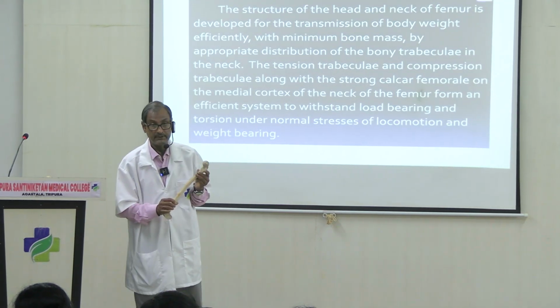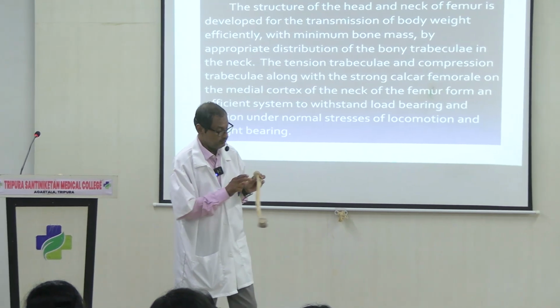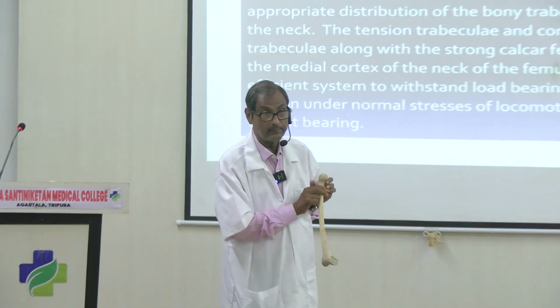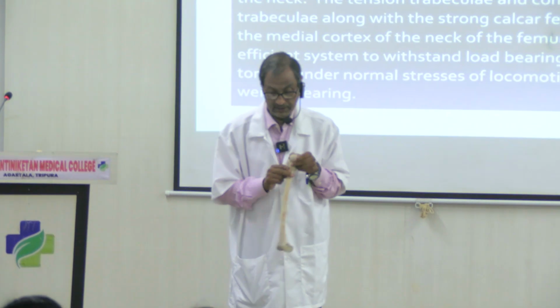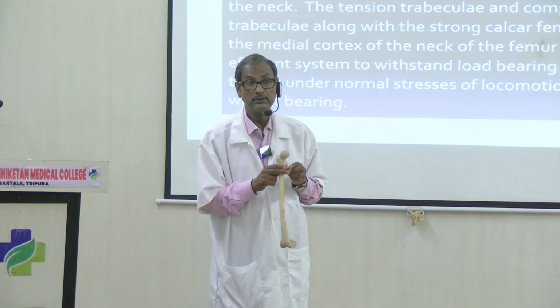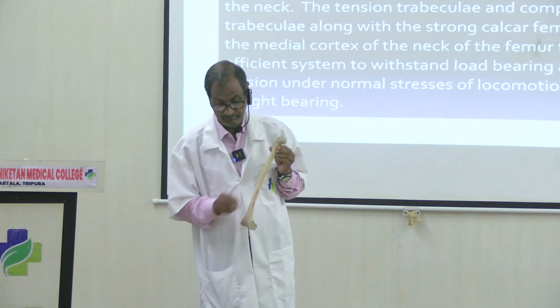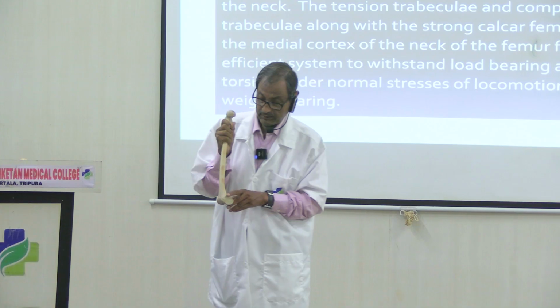What is the shaft? The shaft of the femur is defined as starting 5 centimeters below the lesser trochanter. This is the lesser trochanter. So 5 centimeters means 2 finger breadths below it. This is called the shaft of the femur, up to the flare of the condyle.